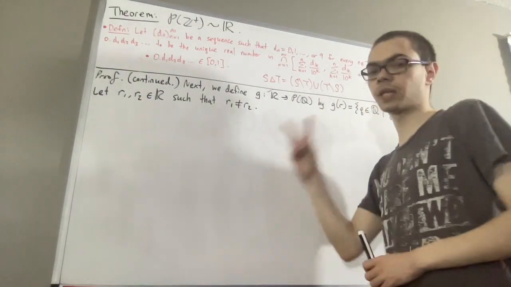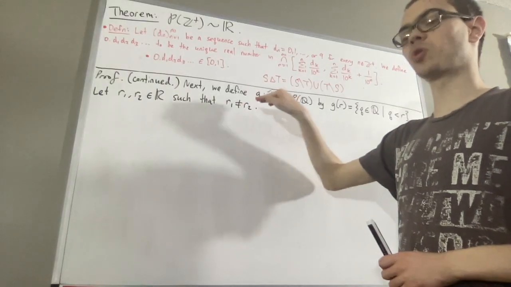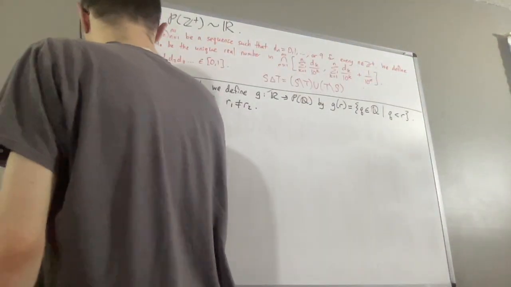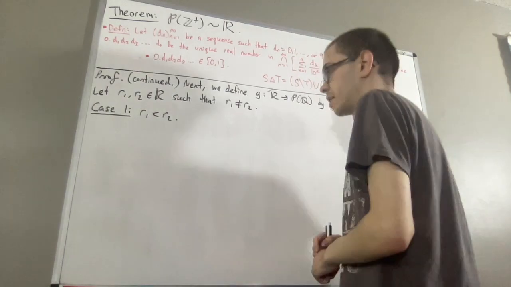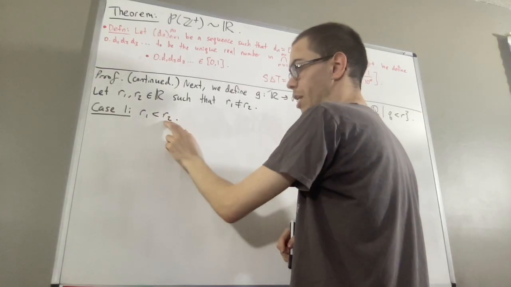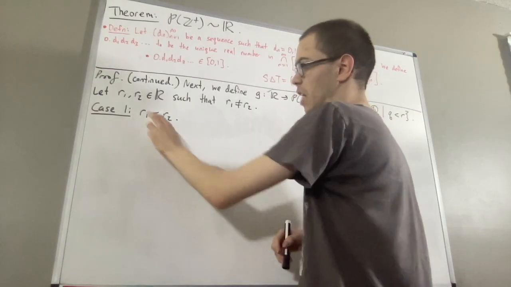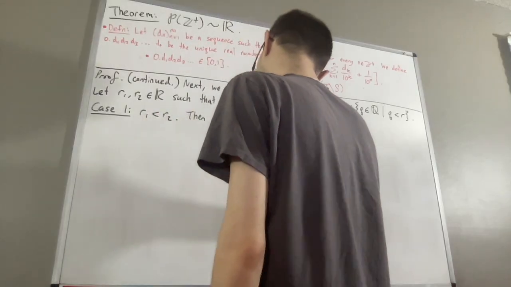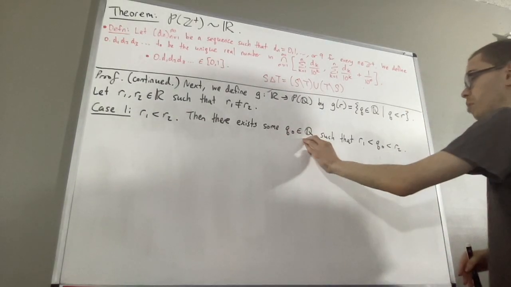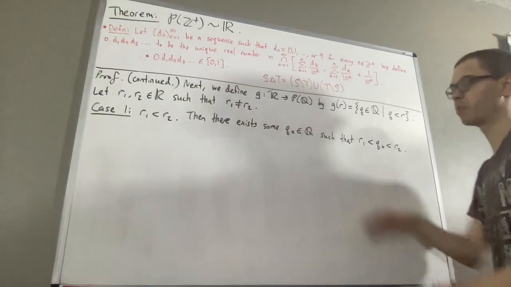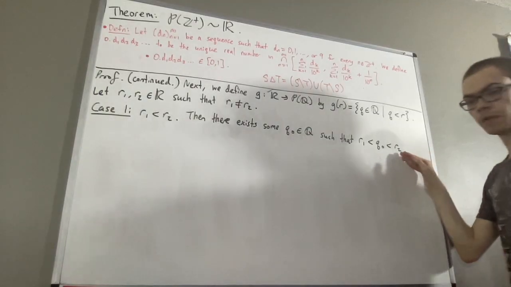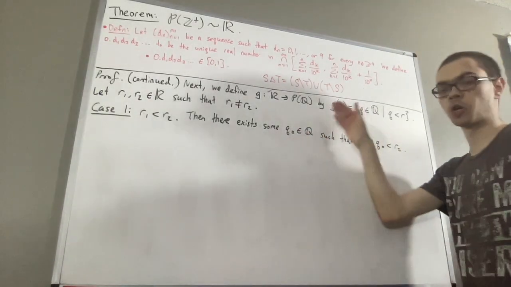To do that, we split this up into two cases. Either r1 is less than r2 or r2 is less than r1. Let's first consider the case r1 is less than r2. The idea is, between any two real numbers, there exists a rational number. So we can choose some rational number, say q0, which lies between r1 and r2. Then q0 is less than r2, which means q0 belongs to the set of rational numbers less than r2, which means q0 belongs to g of r2.